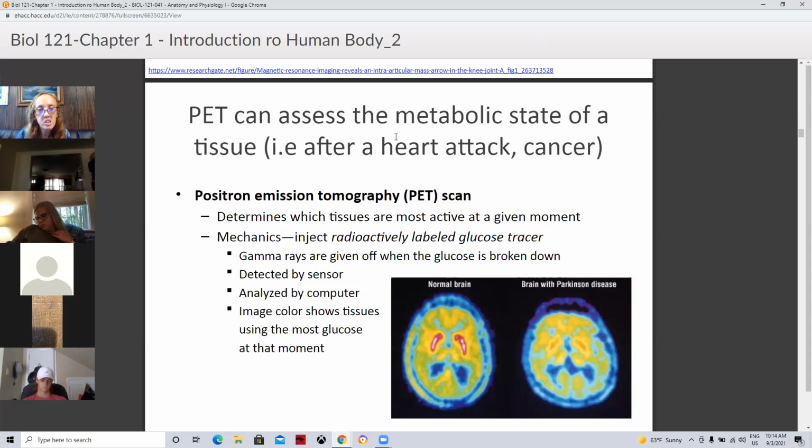In this scan right here, what they're looking at is the normal brain. The little red here is the substantia nigra. It is the part of the brain that's involved in controlling involuntary movement. In a brain with Parkinson's disease, the substantia nigra's functions are greatly diminished. It lights up really well in a normal brain, and the amount of metabolic activity in a brain with Parkinson's is decreased.